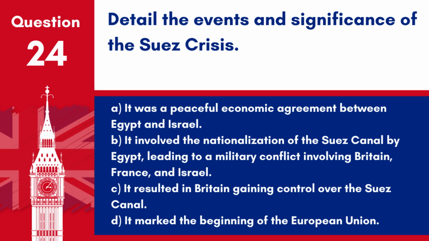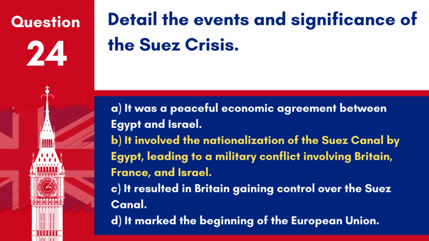Question 24. Detail the events and significance of the Suez Crisis. A. It was a peaceful economic agreement between Egypt and Israel. B. It involved the nationalisation of the Suez Canal by Egypt, leading to a military conflict involving Britain, France, and Israel. C. It resulted in Britain gaining control over the Suez Canal. D. It marked the beginning of the European Union.